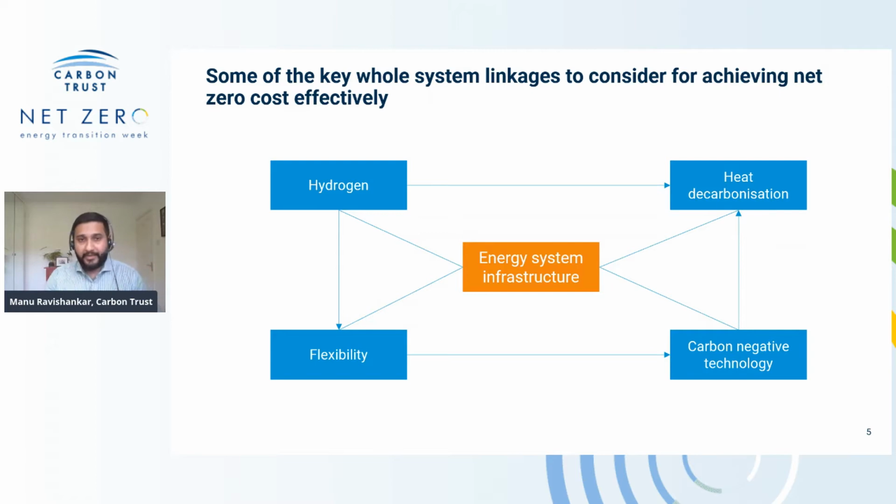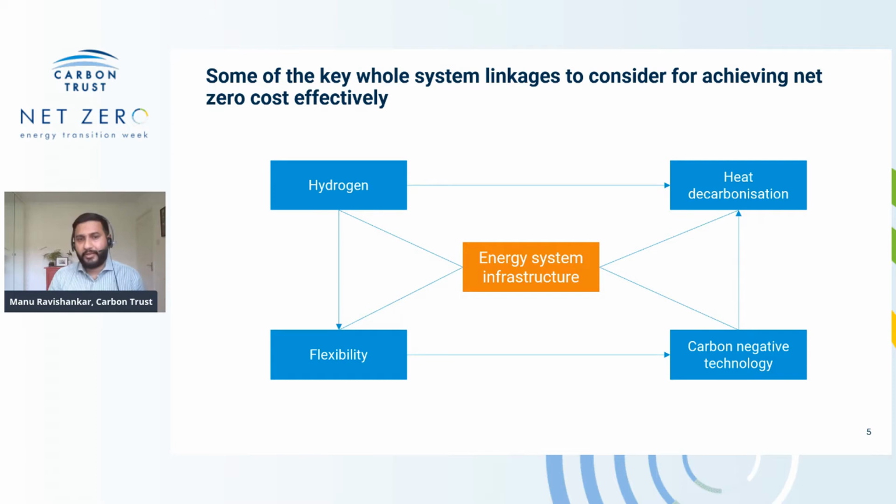Now, as this presentation is about a whole systems approach, we will kick off looking at some of the important system level linkages between some of the key elements required to achieve net zero. This is quite a simple graphic, and it outlines four of those key elements on the outside. Starting from the top left and going clockwise, we start with hydrogen.